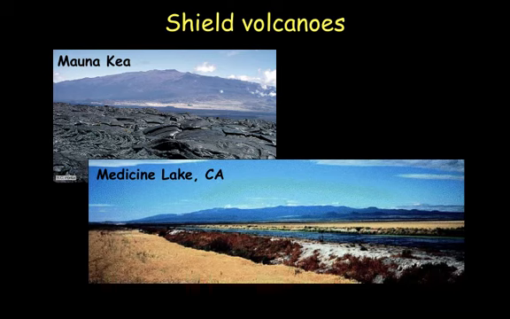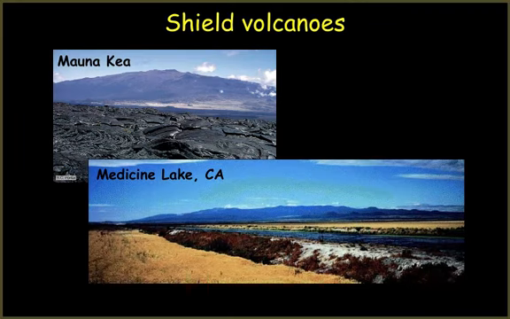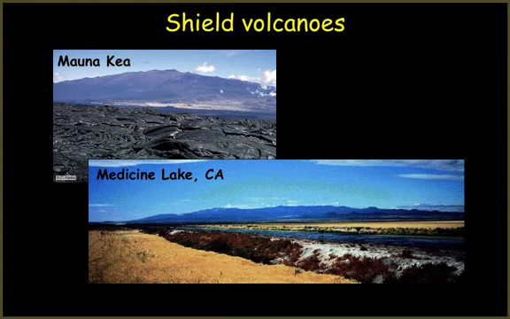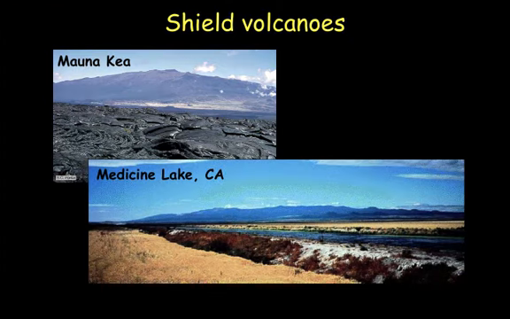Here are two examples: Mauna Kea in Hawaii, and Medicine Lake, which you may have never heard of, but we have a shield volcano in Northern California. And every other year I take my volcanology class to see parts of Medicine Lake. These are shield volcanoes, and these have a very typical shape of shield volcanoes. They're generally basaltic, with these not very viscous lavas that form them, and so shallow slopes.